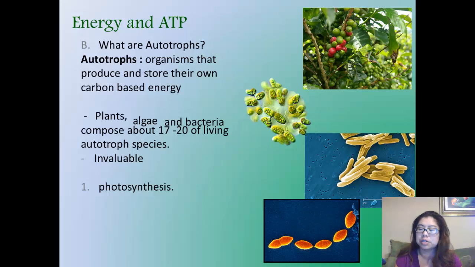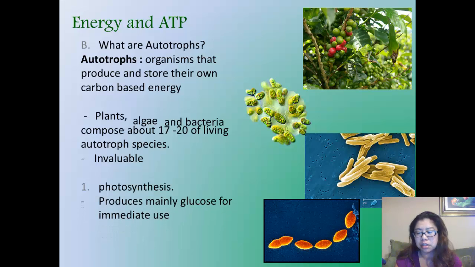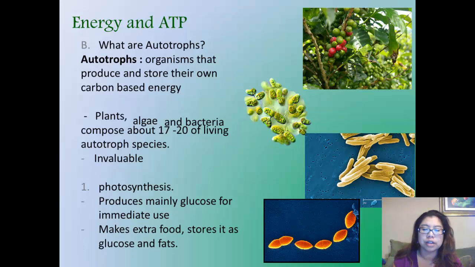One of the ways that we talked about earlier is that they go through photosynthesis and chemosynthesis. So in photosynthesis, they mainly produce glucose that is immediately used by the plant. And if they don't use it right away, they can store it as extra food, as glucose and fats. And that is why plant cells have an extra organelle called vacuoles that make that starch.